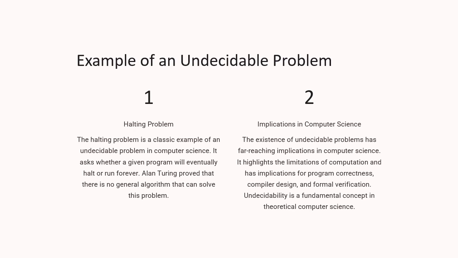The halting problem is a classic example of an undecidable problem in computer science. It asks whether a given program will eventually halt or run forever. Alan Turing proved that there is no general algorithm that can solve this problem.